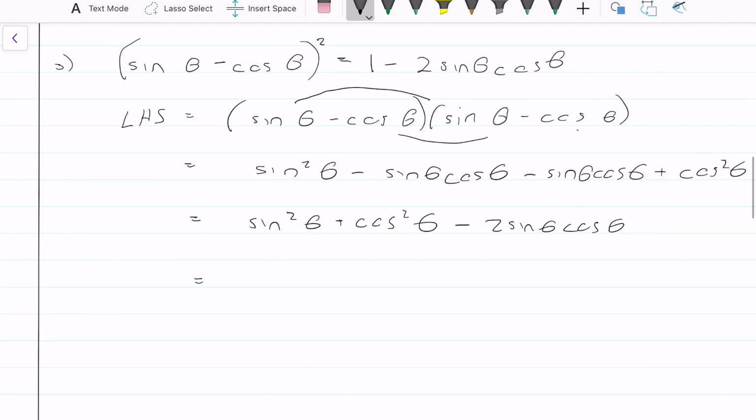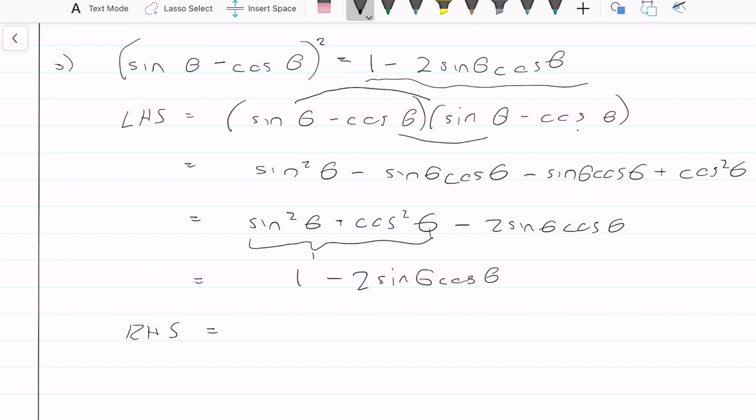And so what we have is this is equal to 1, so we have 1 minus 2 sine theta cos theta. And our right hand side from the question is equal to 1 minus 2 sine theta cos theta. So our left hand side equals our right hand side.